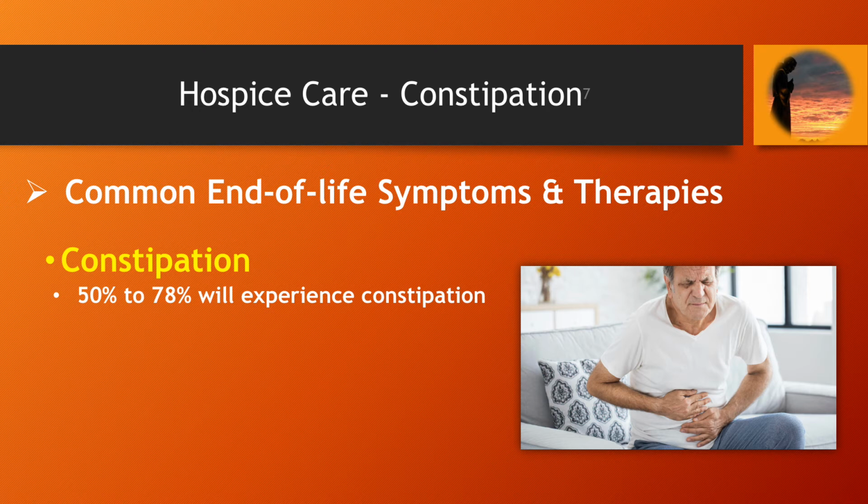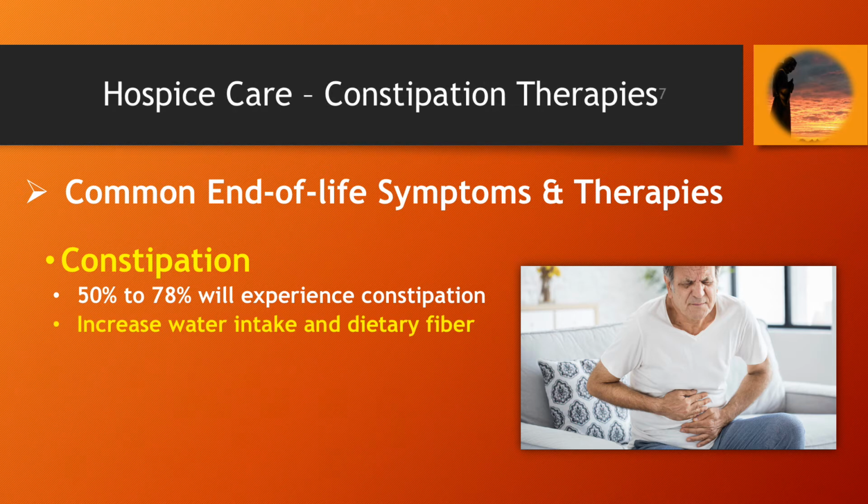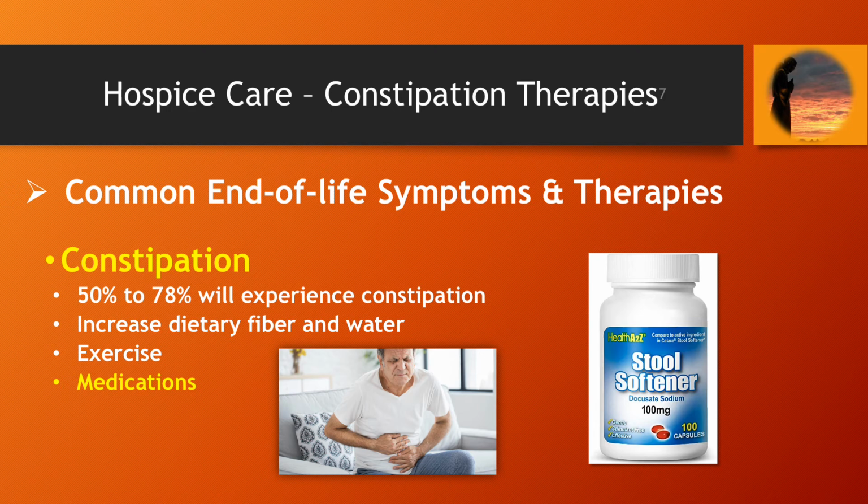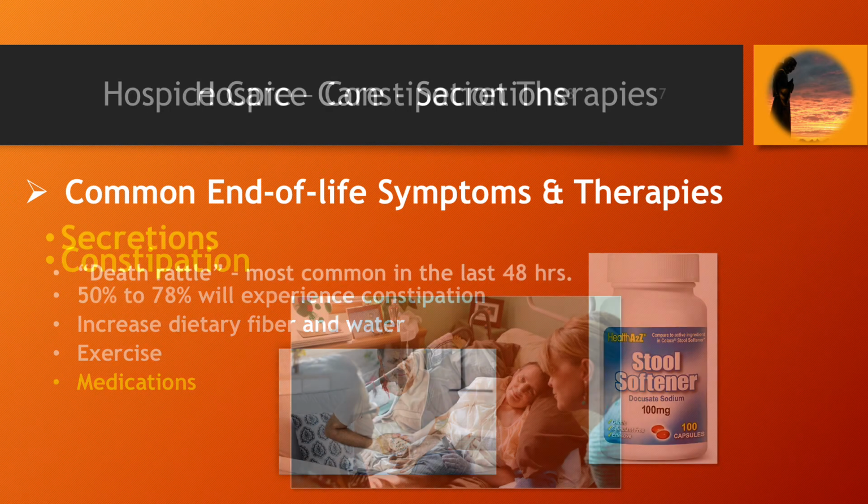Another common end-of-life symptom is constipation. It affects 50 to 78%. One therapy to treat constipation is the increase in water intake as well as dietary fiber. Daily exercise is also important. Medications such as Metamucil, Senna, and Docusate also help relieve the symptoms of constipation.